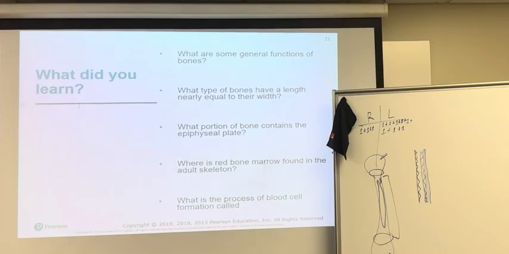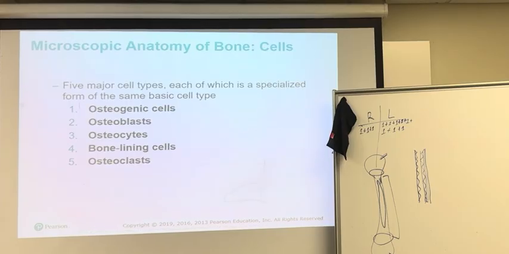Is the epiphyseal line or epiphyseal growth in the metaphysis, right? So where is red bone marrow found in the adult skeleton? In the spongy bone. What is the process of blood cell formation called? Hematopoiesis. Okay, very good. Okay, so now let's talk about 5 different types of bone cell.